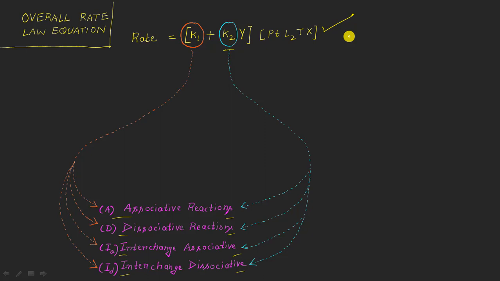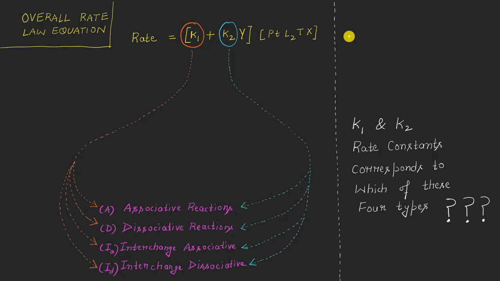Is it the associative or the dissociative, or is it the interchange associative, or whether these K1 and K2 values are following the interchange dissociative type of pathway. Only then, for that nucleophilic substitution in case of the square planar complexes, can we analyze the rate law equation, right? So now let us first of all discuss these different pathways here.